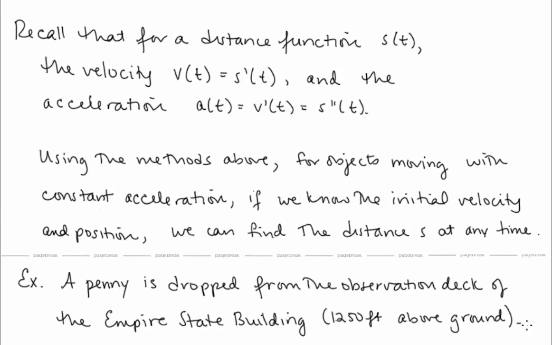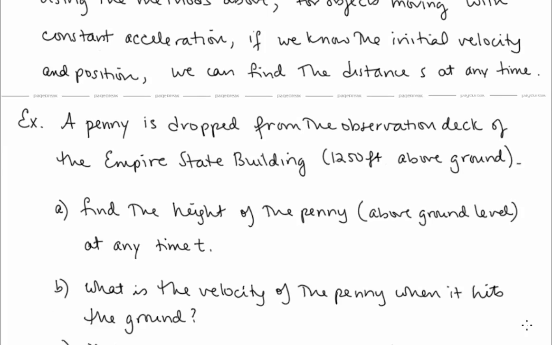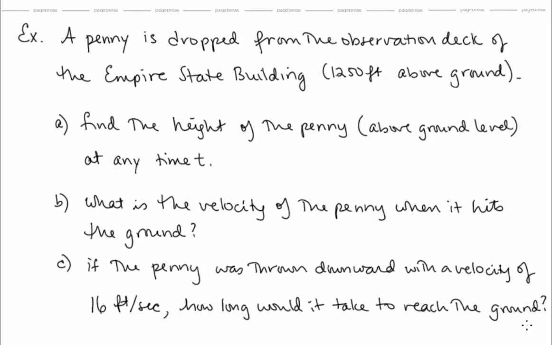So let's take a look at this example. A penny is dropped from the observation deck of the Empire State Building, which is 1,250 feet above ground. Find the height of the penny above ground level at any time t. What is the velocity of the penny when it hits the ground? And if the penny was thrown downward with a velocity of 16 feet per second, how long would it take to reach the ground? Okay, so what do we have here?